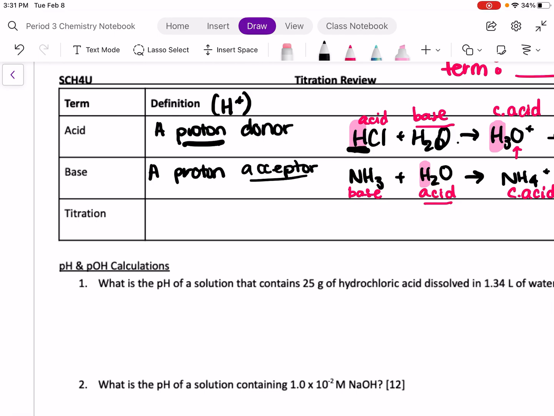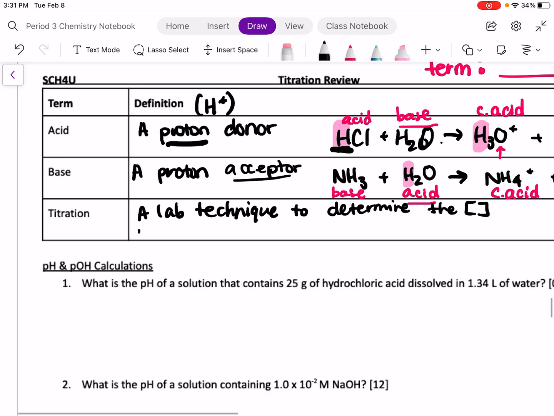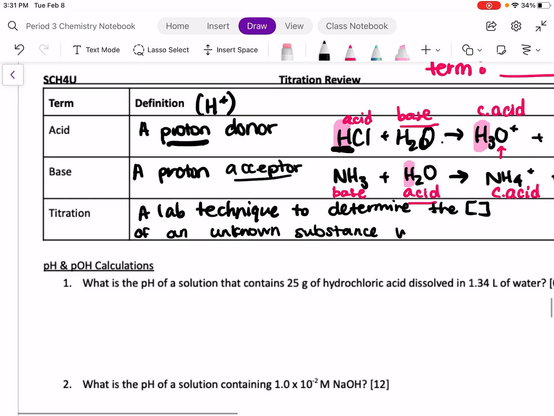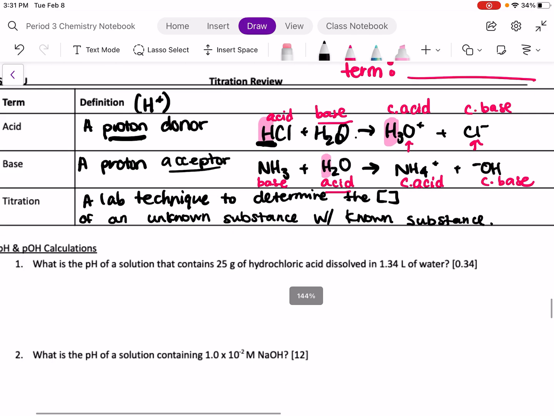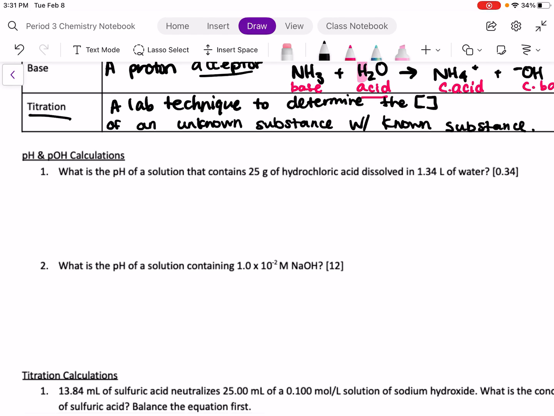Titration. So the definition of a titration is a lab technique to determine the concentration, this is a short form for concentration, of an unknown substance with a known substance. We're going to look at an example of this tomorrow. Okay, but you can watch Miss Nautical's videos if you want to review. I'll post them on the classroom with this video.